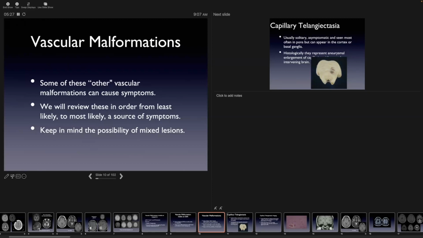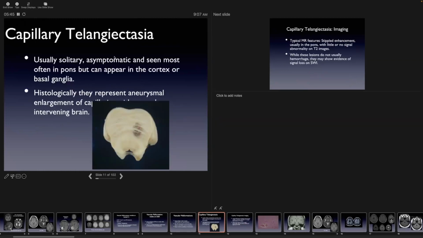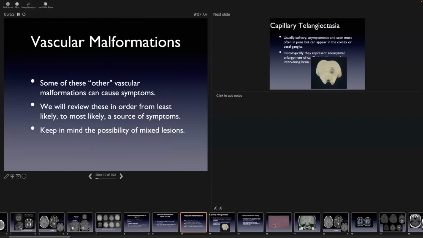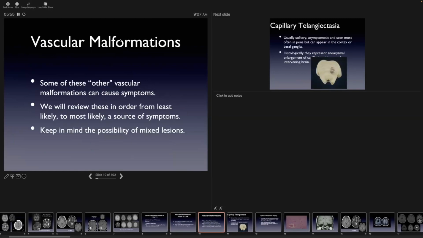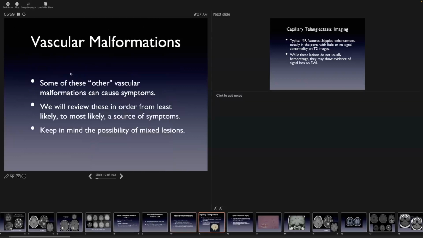And keep in mind that you can have mixed lesions that have features of both one type of malformation and another. The most common of these are the developmental venous anomalies, DVAs, along with cavernomas. So we'll start with capillary telangiectasia. So again, these, as far as I have seen, are never symptomatic. The biggest issue with them is that they can be mistaken for something else. So these are solitary. They're seen most often in the pons.